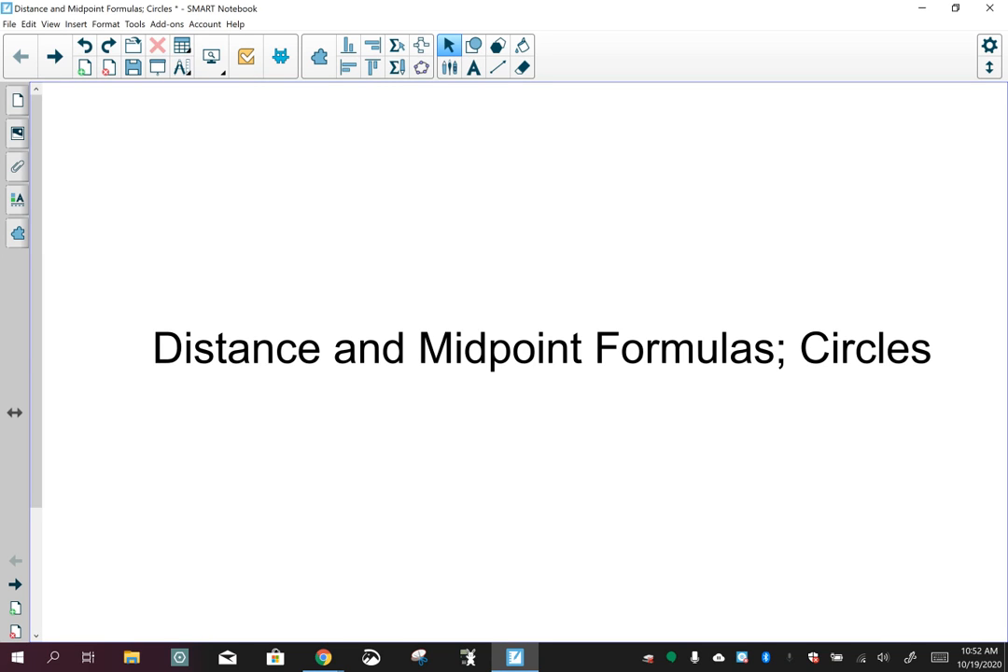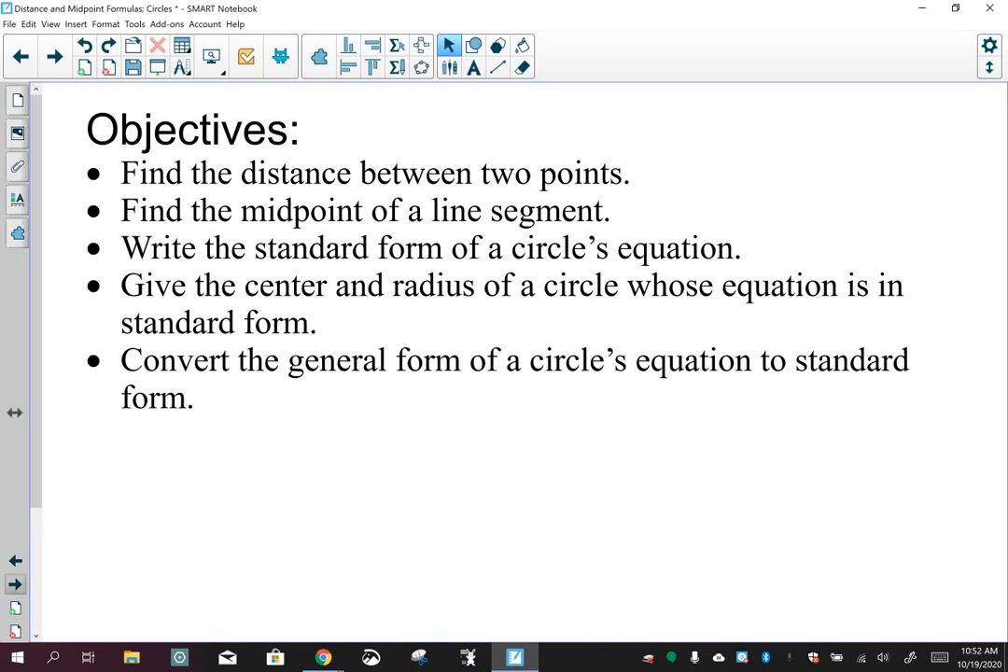Hello everybody. So today we're going to be looking at distance and midpoint formulas, and then we're also going to be taking a look at circles. So in this video we're going to look at the distance formula, the midpoint formula, and then we're going to look at the standard form and general form of the circle's equation, and then try to find the center and radius of that specific circle given whatever equation they give us.